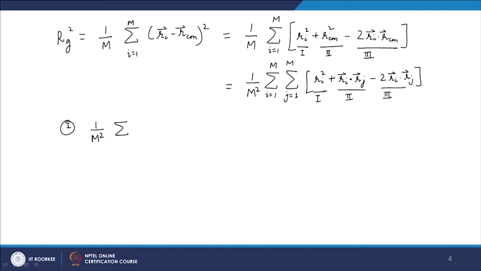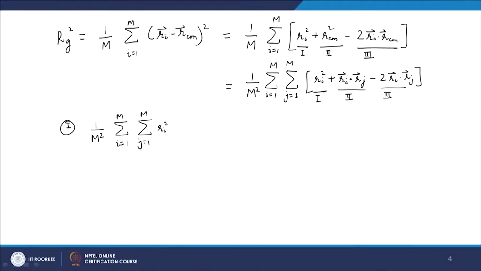The first term that we have written is a double summation over i and j of Ri squared. Of course, the Ri squared does not depend on j, so j does not appear in the equation. So, I can simply do this j summation and write this as m Ri squared, and then we will have cancellations of m here, and then I will get 1 by m, exactly the term we had earlier.